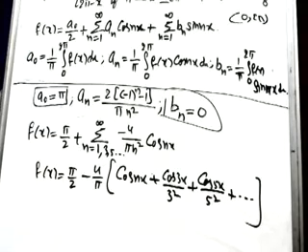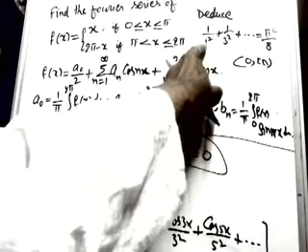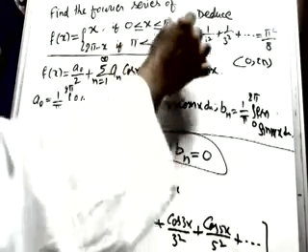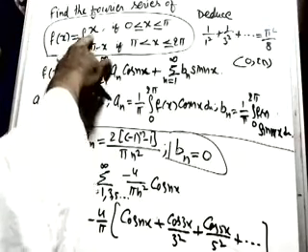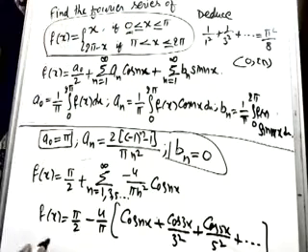Now from this we have to prove one more thing. Watch carefully. 1 by 1 square plus 1 by 3 square plus 1 by 5 square plus so on equals pi square by 8, we have to prove. One more thing is, watch here, when we put x equals 0, we have to take f of x as x. When we keep x equals 0, f of x is x. So let me put here x equals 0.